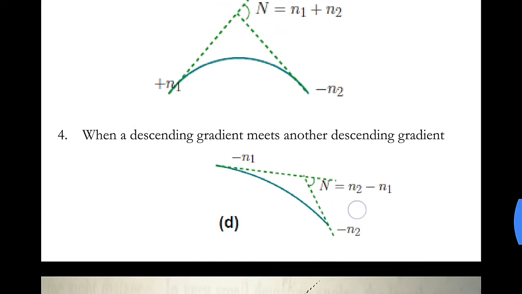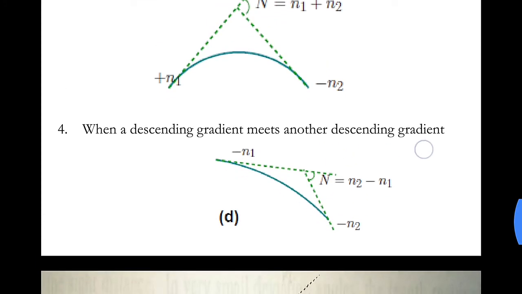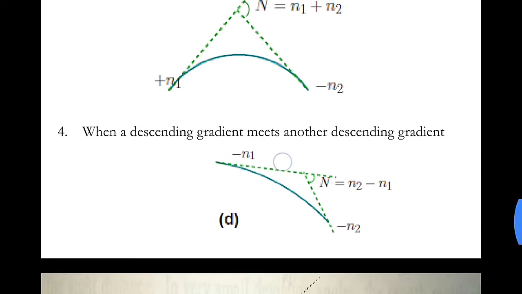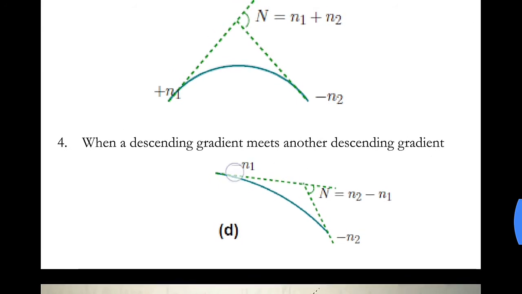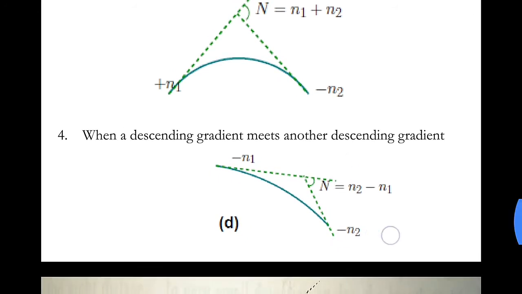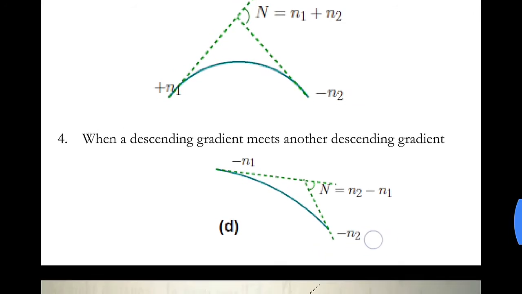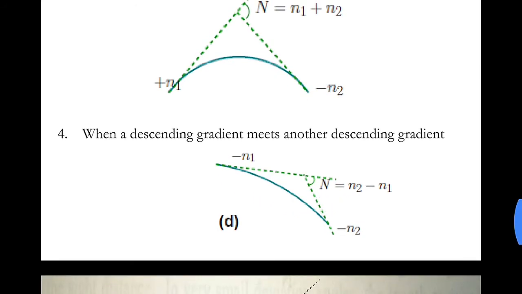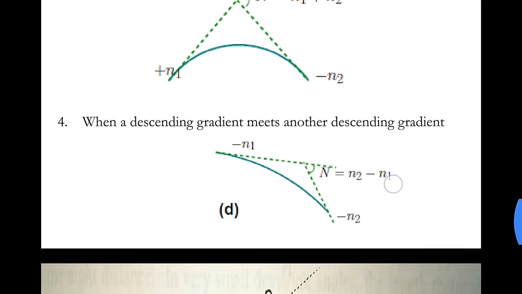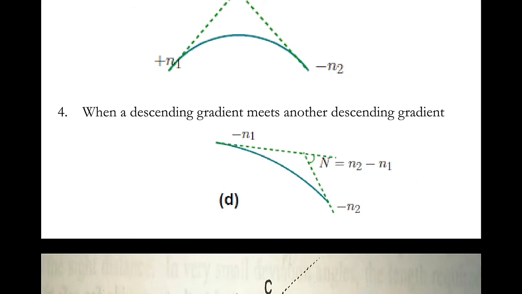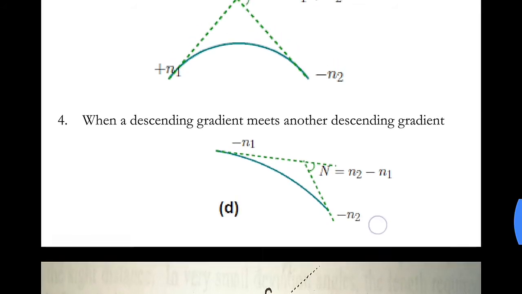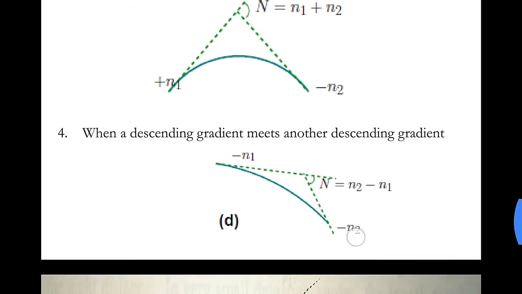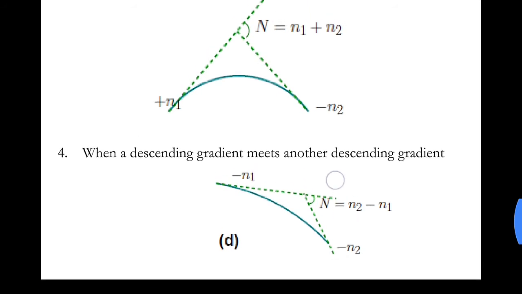The fourth condition is when a descending gradient meets another descending gradient. Now here the difference is that this descending gradient, that is minus n1, has a lesser value as compared to minus n2. Only in such a case a convex curve would be formed here. So what would be the deflection over here? Minus n1 minus of minus n2. So minus into minus would be plus. So this is n2 minus n1.